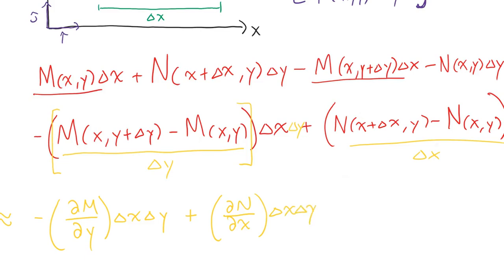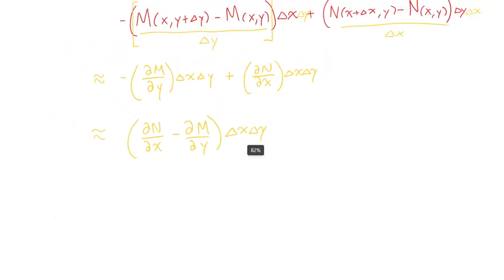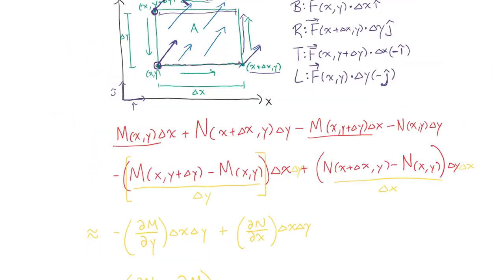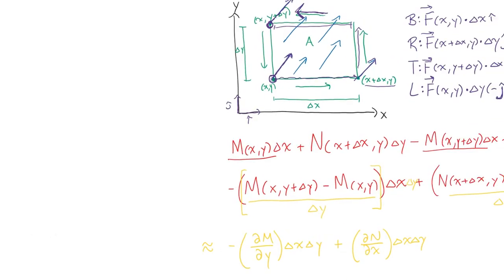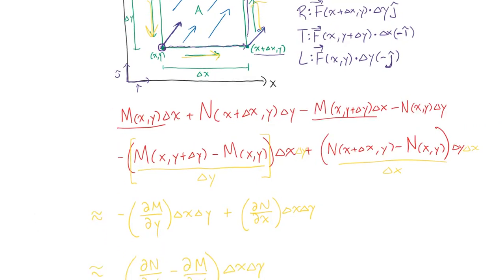Well, now what we can do is we could say, okay, well, that's consolidated greatly, and now we can consolidate it a little bit more. So it's approximately equal to, this will be partial n partial x, and then minus partial m partial y, and then our delta x delta y. So what this is equal to is approximately the circulation about the area A. So if we were to add all this together, then that would give us the circulation about the area A.